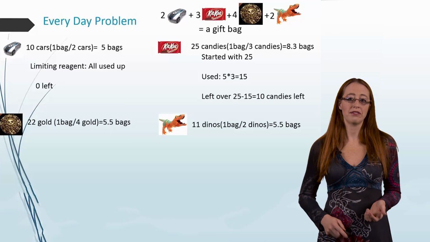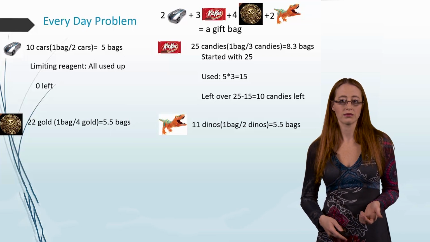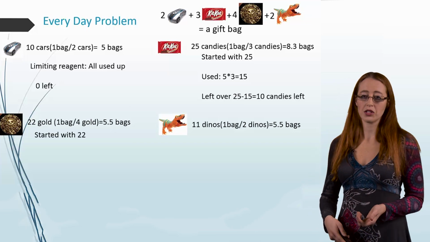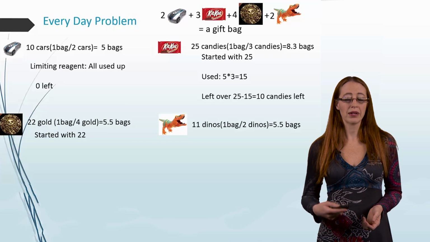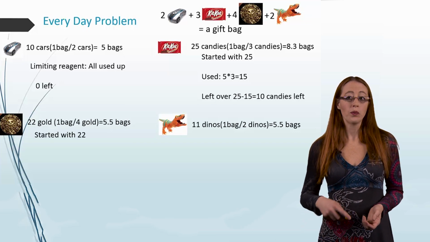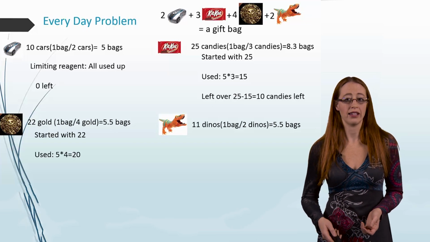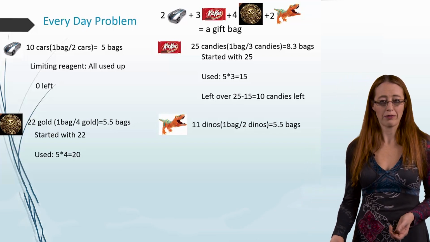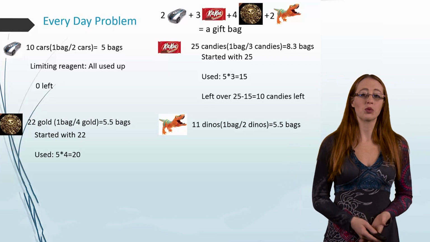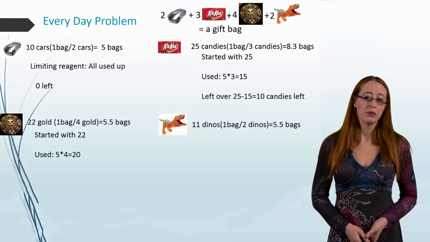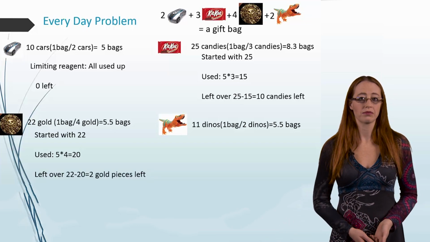So now take a second and finish up and do this for the pirate's gold and the dinosaur. So let's go with the pirate's gold. We start with 22, and we want to see how much we use up. We have 5 bags. And so we're going to say, okay, well, we used 20. And we know that we have the 5 bags because that was what our limiting reagent told us. So we used up 20 pirate's gold making the bags, which means that we have 2 left over. 22 minus 20 is 2.